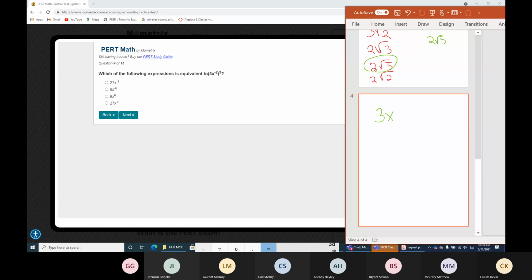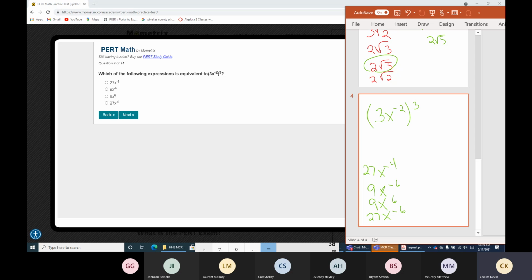So this one is going to be 3x to the minus 2, and then raised to the 3rd power. Okay? And our possibilities are 27x to the minus 4, 9x to the minus 6, 9x to the positive 6, and finally 27x to the minus 6. All right.